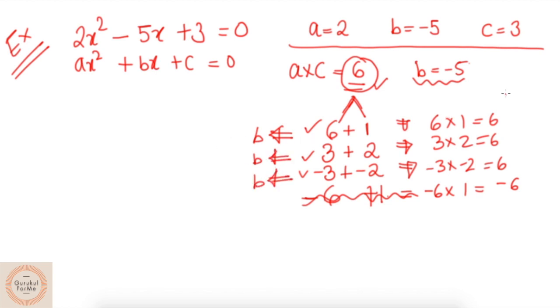What is the value of B? It is minus 5. What is the addition of both? 7. Is that equal to B? No. What is addition of both? 3 plus 2, 5. Is it equal to B? No. Why? Because B is minus 5.